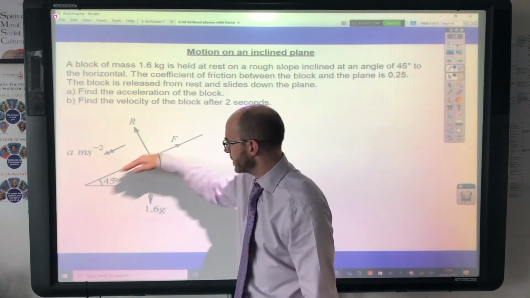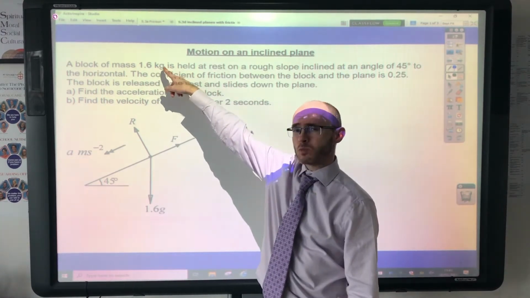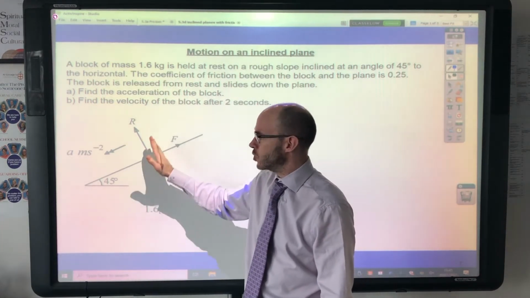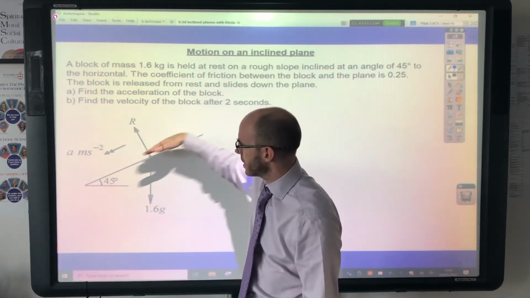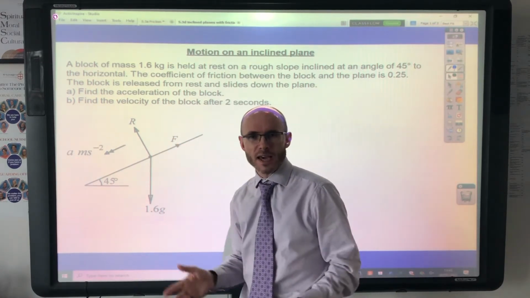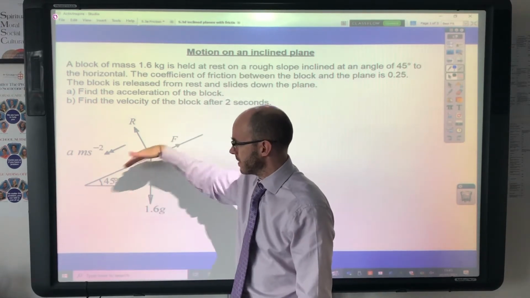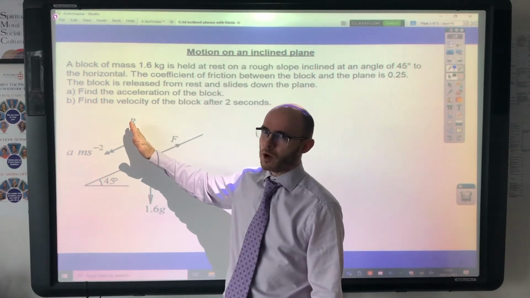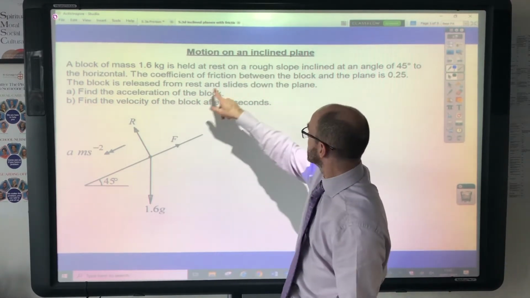So, inclined plane at an angle of 45 degrees to the horizontal. Object of mass 1.6 kilograms, so weight 1.6 g vertically downwards. Normal reaction. Remember, it's always perpendicular to the direction of motion, or in this case, the actual plane itself. In all our cases, we deal with mechanics, it's essentially the same thing. The direction of motion is the same as the surface it's resting on. Okay, so R is perpendicular to the plane, and then it's sliding down the plane.